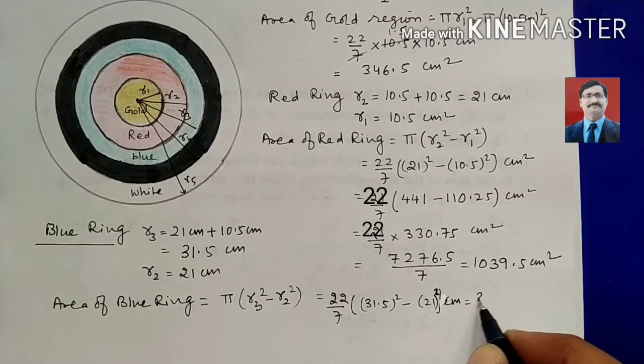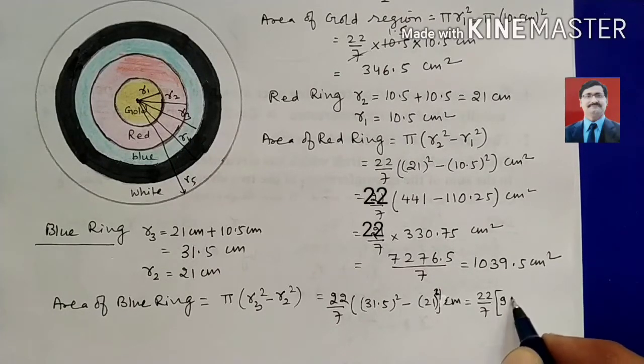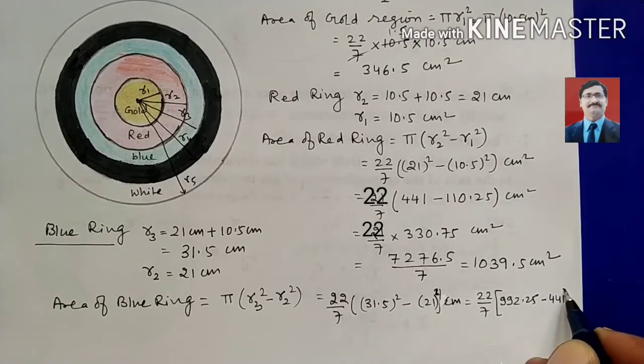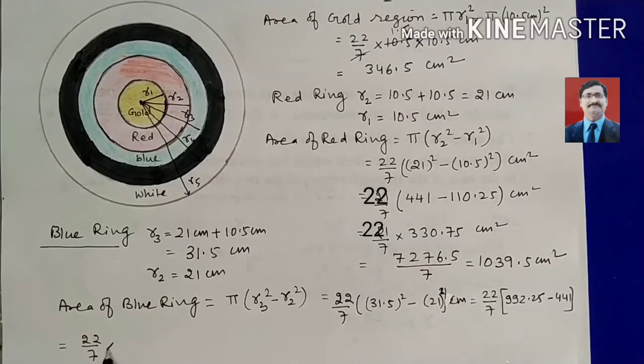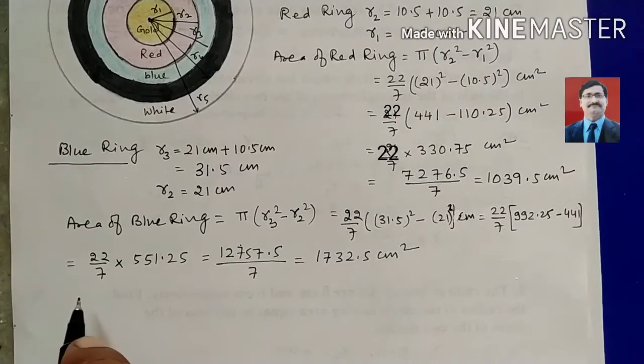Look here, this we get 22 by 7, 31.5 square is 992.25, and 21 square is 441, and this we subtract. We get 22 by 7 times 551.25. This we multiply, we get 12757.5 upon 7, and this we divide, we get 1732.5 centimeter square. Now we have the black ring.